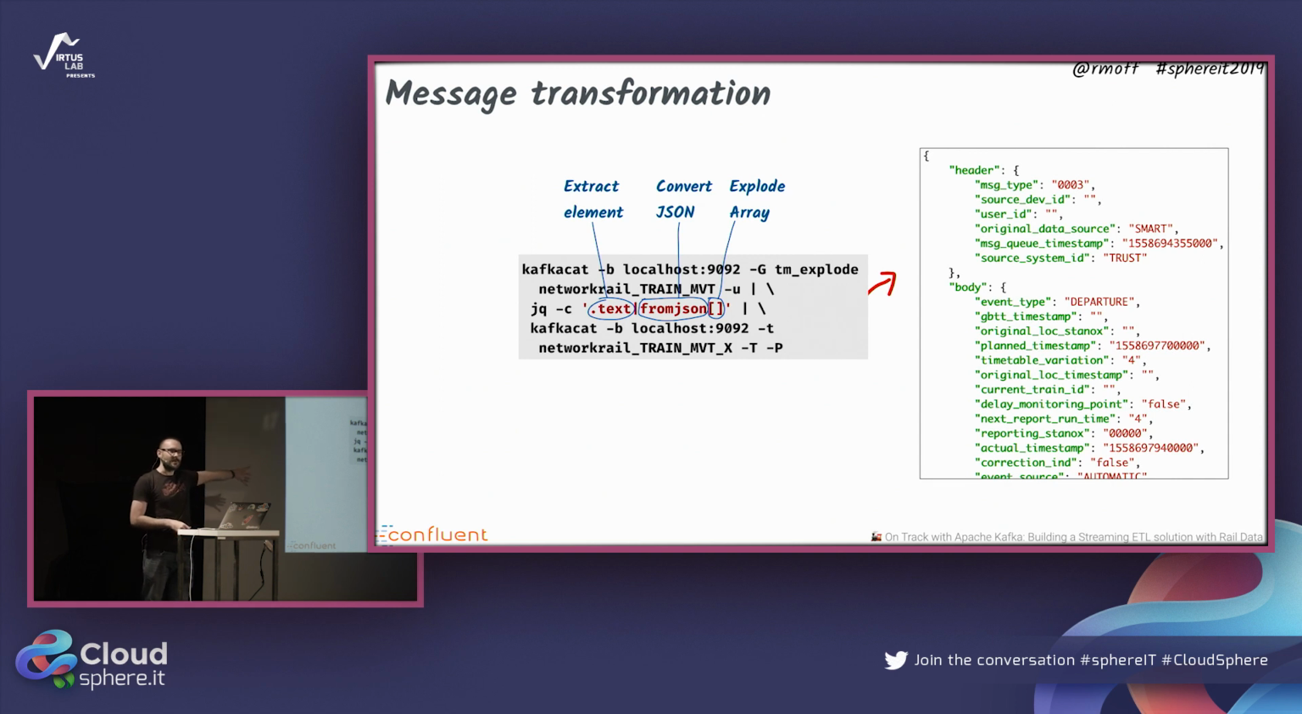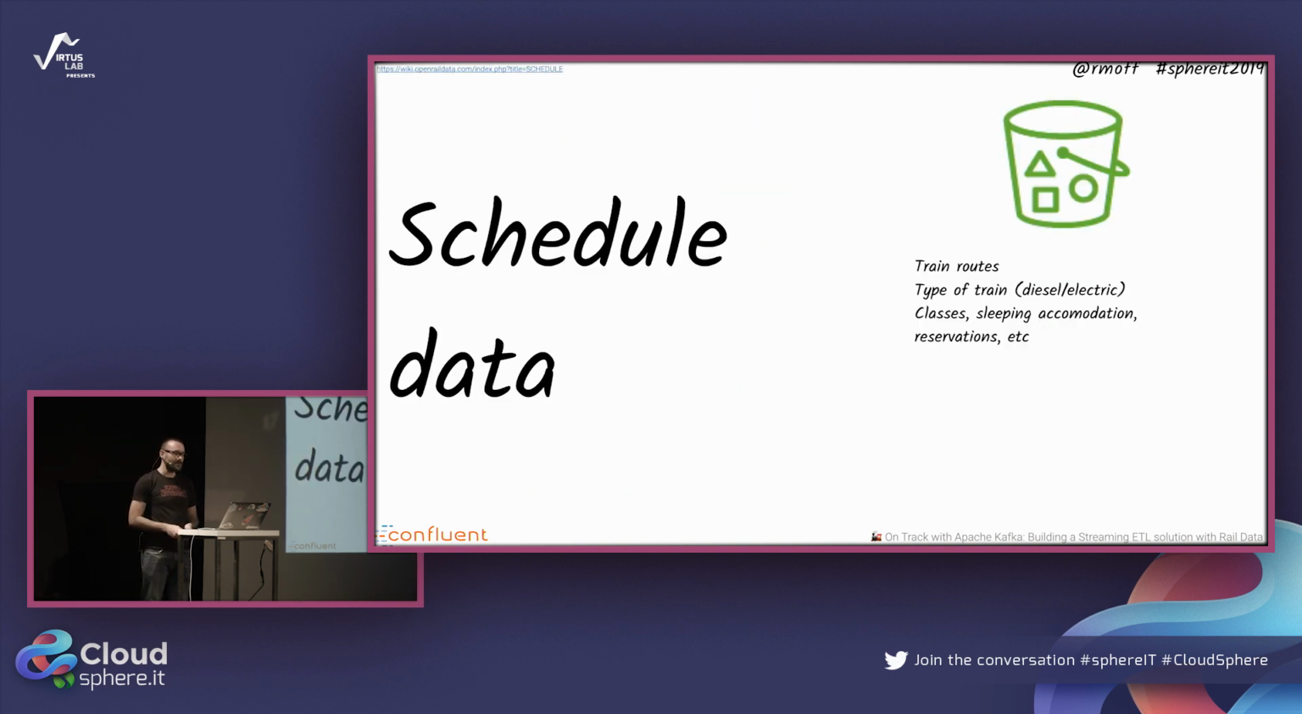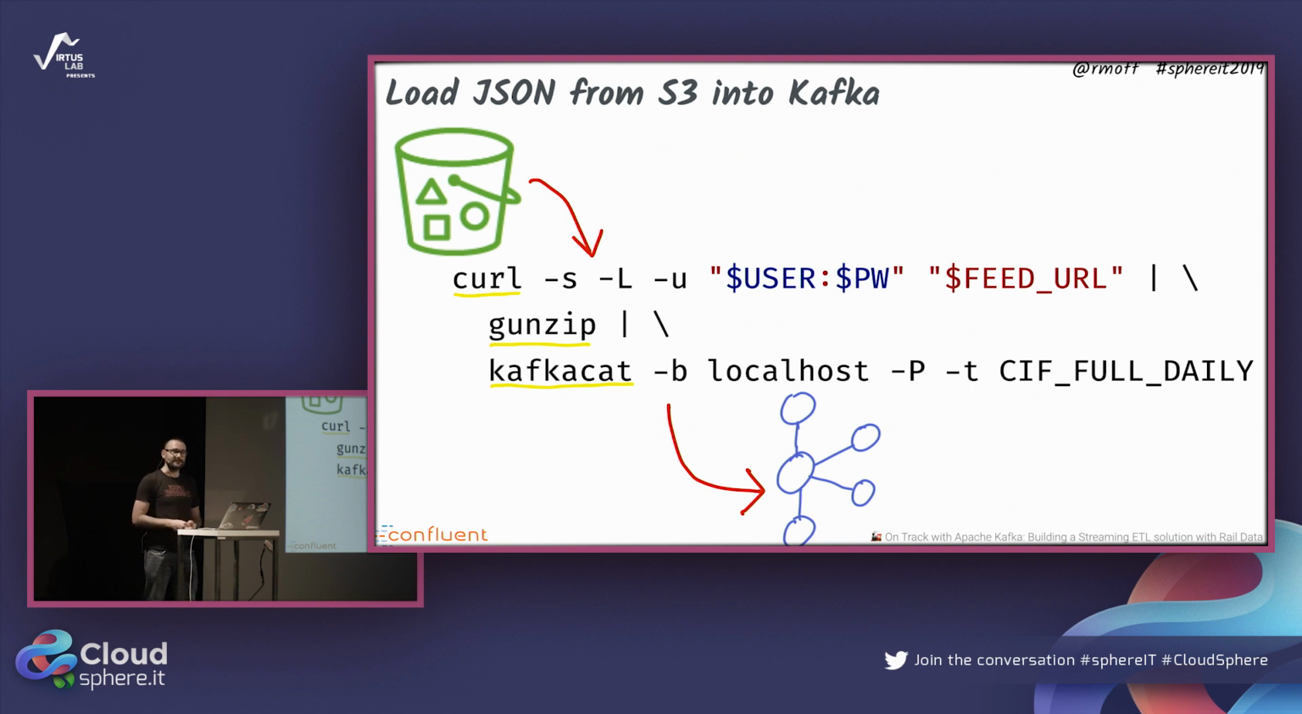Data coming in from ActiveMQ, explode it out using Kafka Cat and JQ. So now we've got a Kafka topic with every single event on its own. Then we've got the reference data, coming in from lots of different places. You've got data sat on S3 buckets and flat files and web pages. To get it from S3, Kafka Cat again. So we curl to pull it down, we pipe it through Gunzip, we pipe it into Kafka Cat.